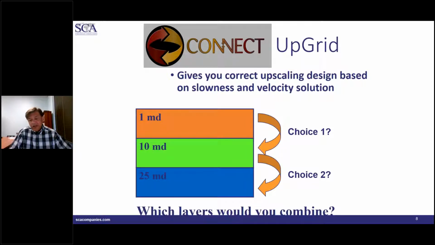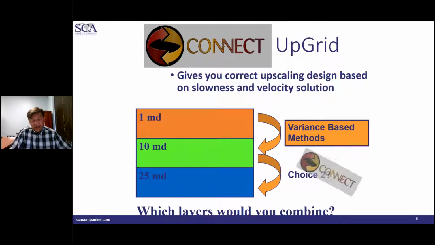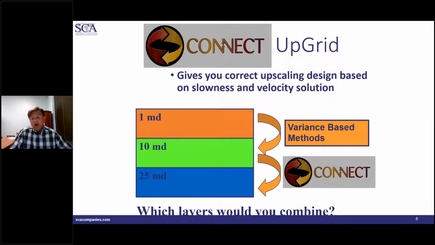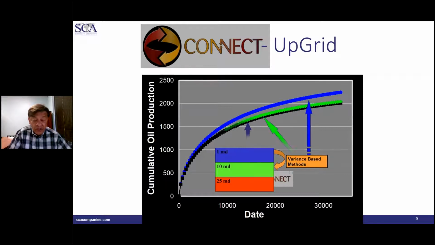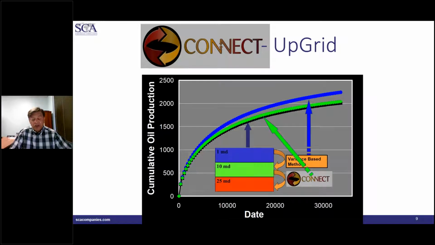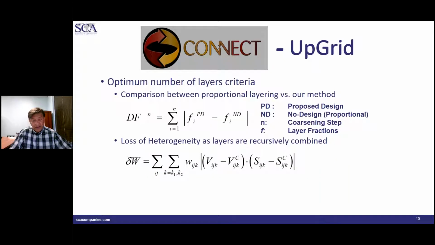And people who have done simulation studies will immediately say you have to combine 10 and 25. But if you just look at the differences in the properties, then 1 and 10 has a smaller difference than 10 and 25. But the correct solution is indeed combining 10 and 25. And the upgrade method we have proposed actually does that. And as a matter of fact, if you do simulation and look at the cumulative oil production, you'll find that combining 10 and 25 millidarcy layer is the right approach, and which will result in the correct match with the performance of a 3-layer model.